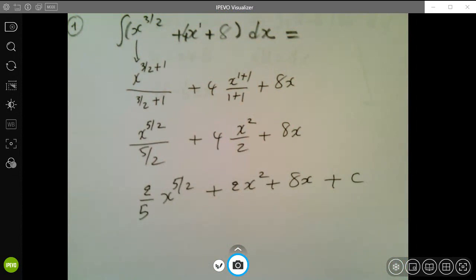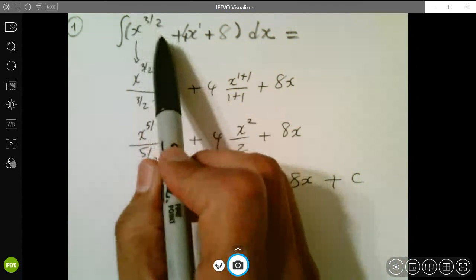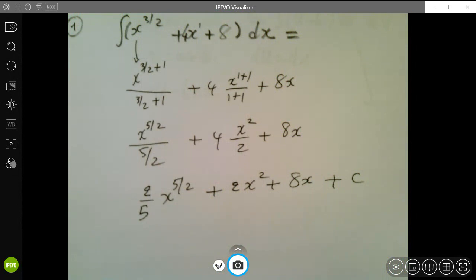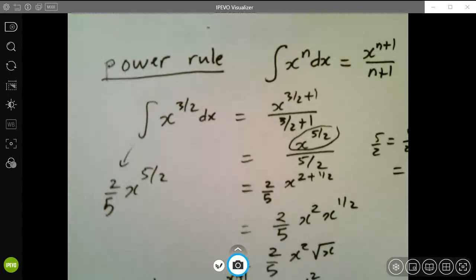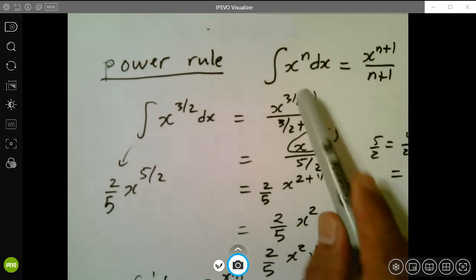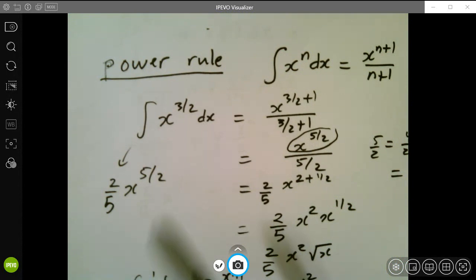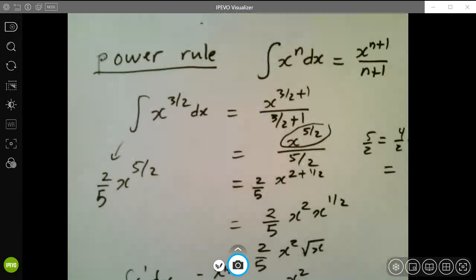The first one is telling you to compute the integral of x^(3/2) plus 4x plus 8. For this one, you have to know what we call the power rule. You definitely need to know the power rule, and actually most of this test is based on it. The integral of x^n is x^(n+1) over n+1. So for x^(3/2), it will be x^(3/2 + 1) over 3/2 + 1.